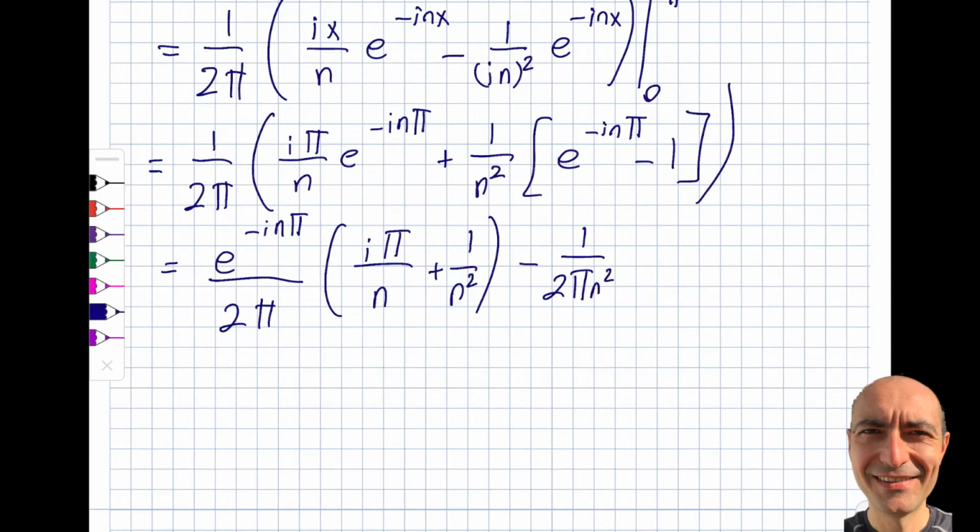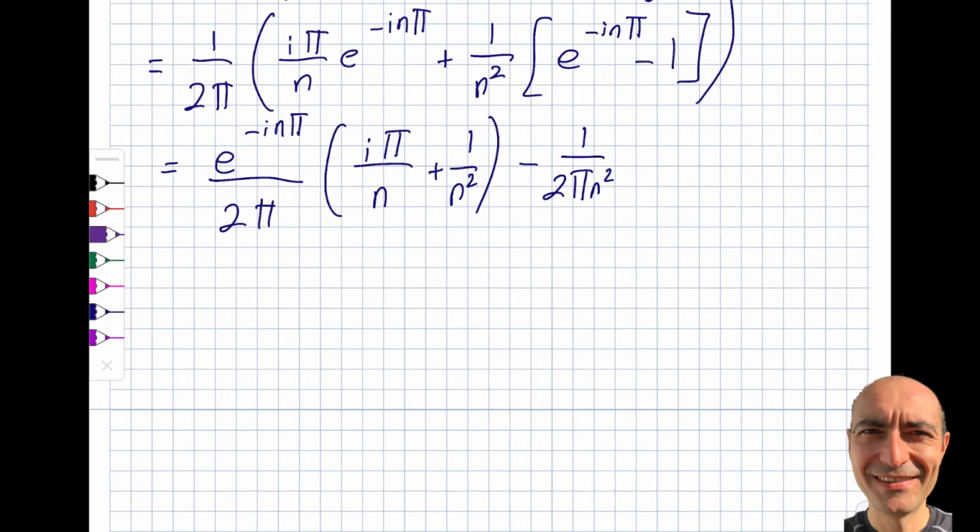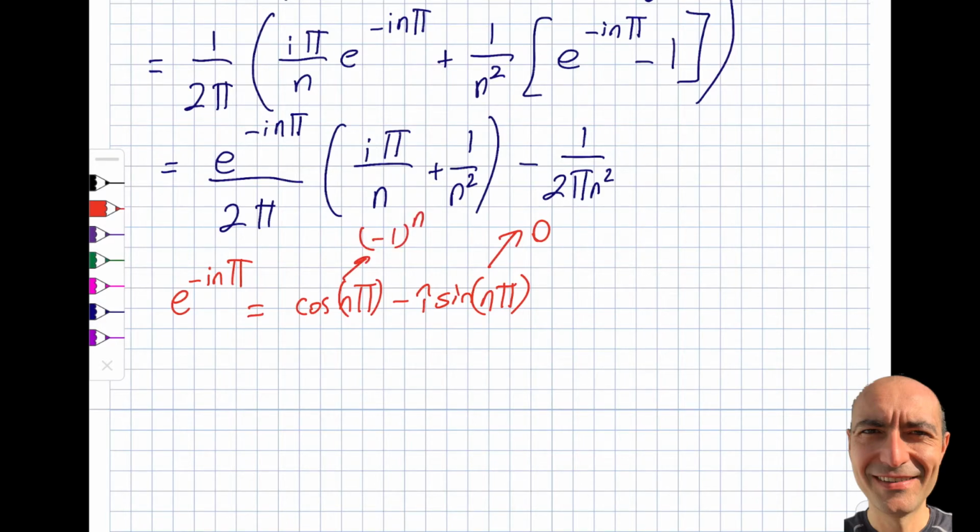Now, what I will do is, from Euler's formula, I will express this. If I express this, here is what I'm going to get. Let's use another color. e to the minus i n pi is equal to cosine of n pi minus i sine n pi, right? What is sine of n pi? We discussed this many times. That is 0. What is cosine of n pi? This is going to be minus 1, so this whole thing becomes minus 1 to the power of n.